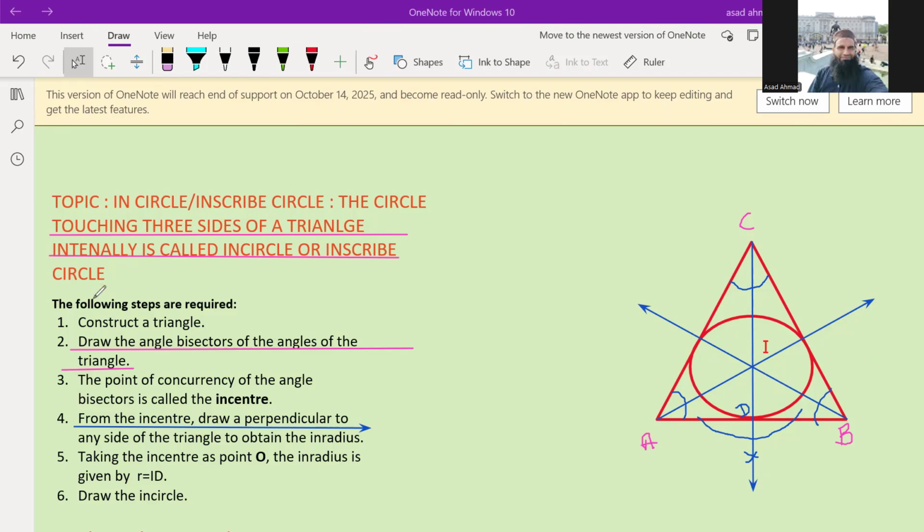Thank you. I hope you will be able to understand. This is very important for grade 10 lengthy questions.